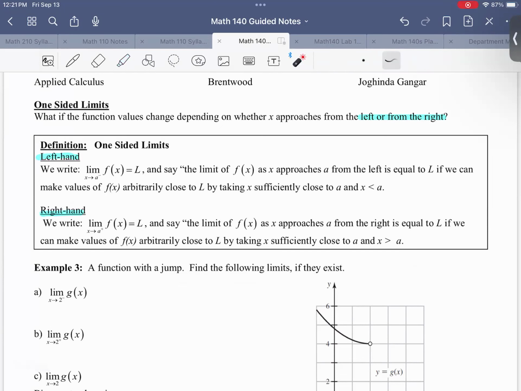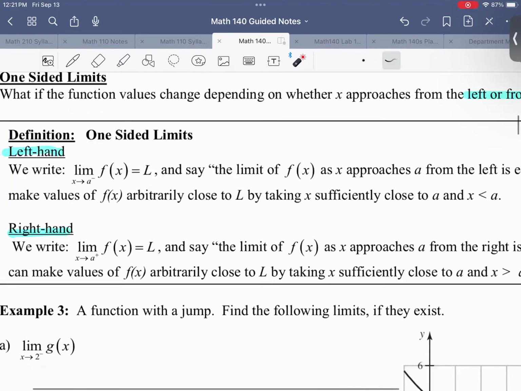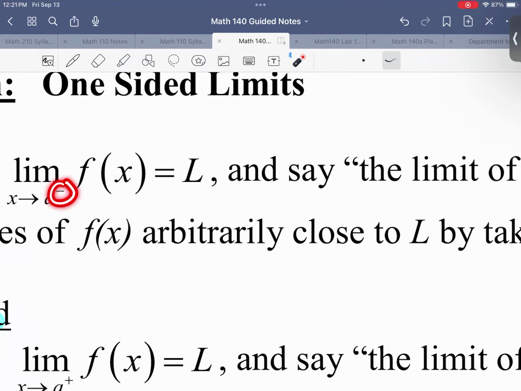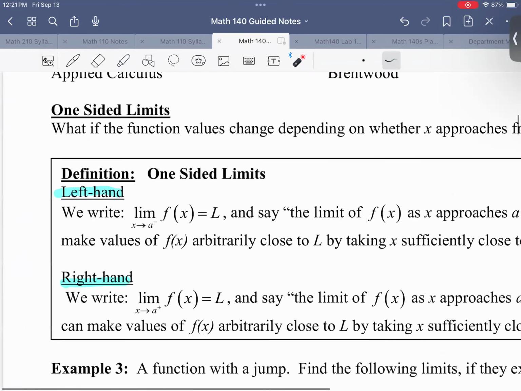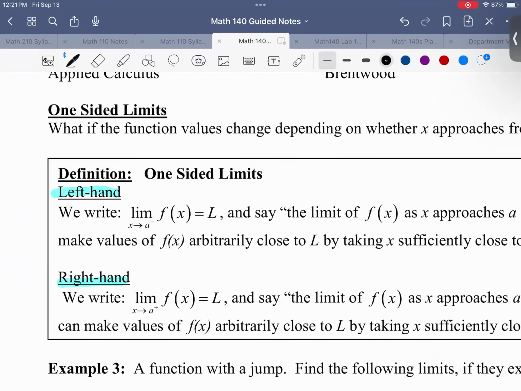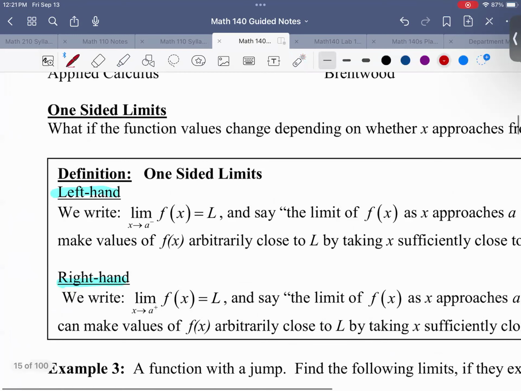So let's read through the left hand. We write the limit as x approaches a. You'll notice some type of minus sign right there. And what that means is you're coming from the left. So if it says x approaches a and it has a minus sign up top, that means from the left.